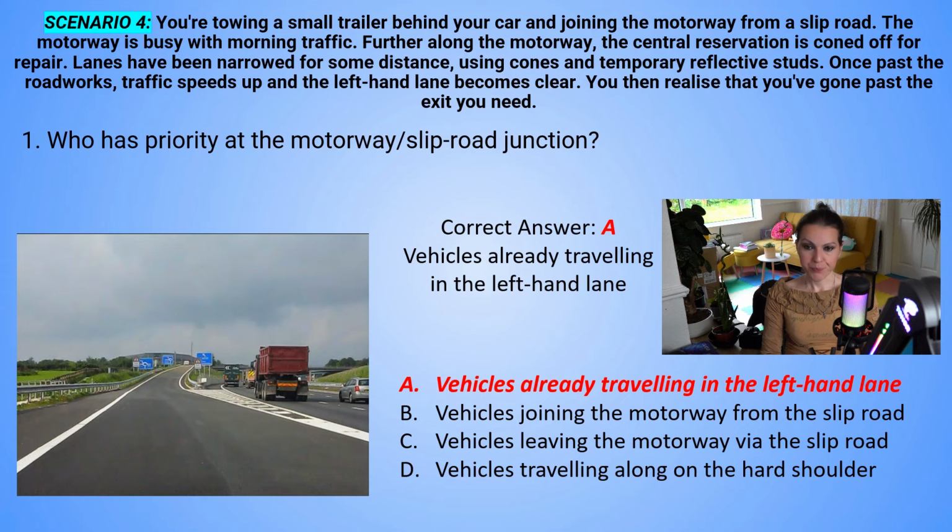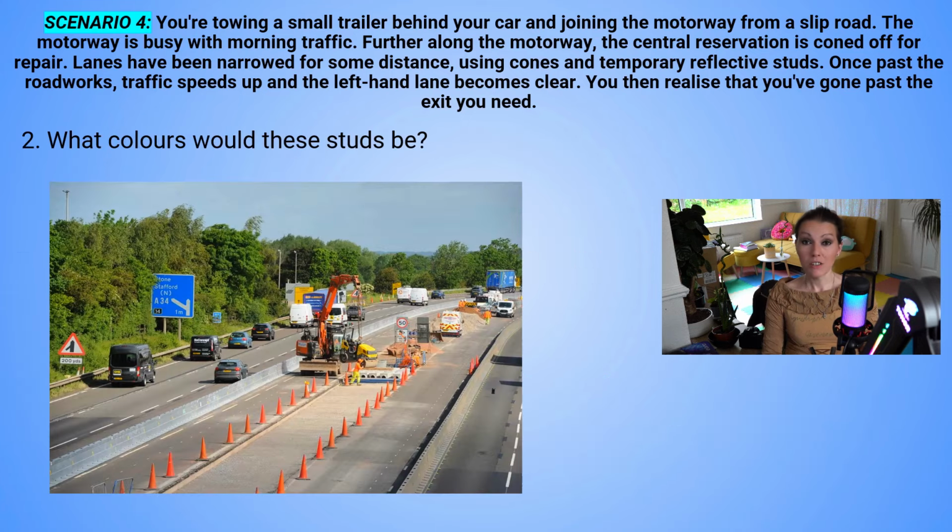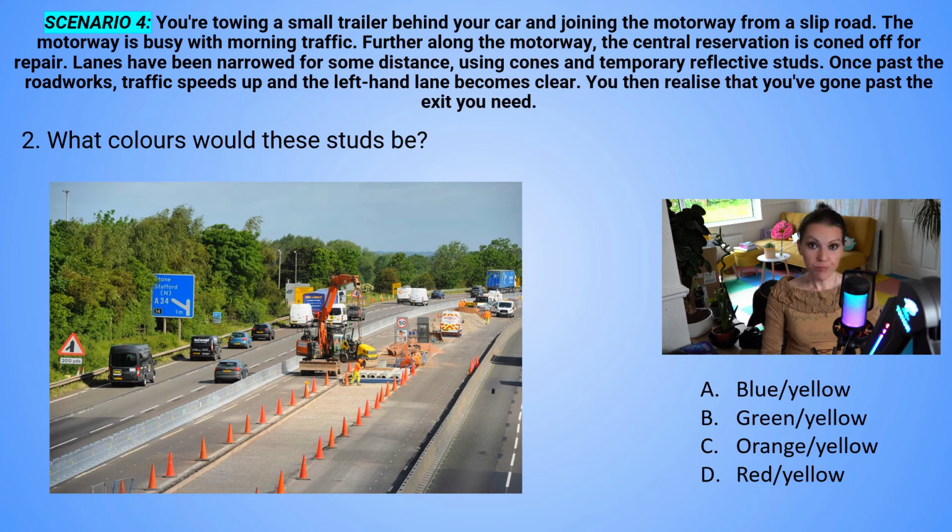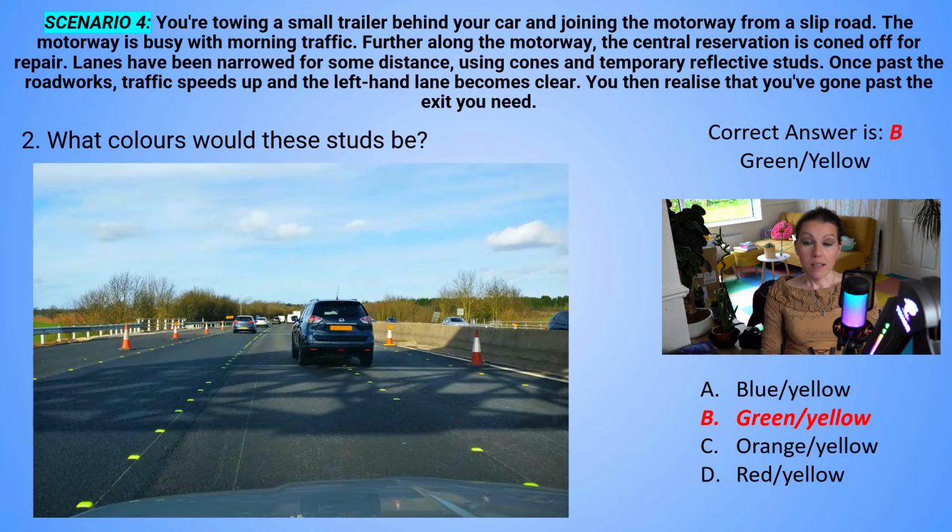Question number 2. What colors would these studs be? So remember that the motorway has traffic works going on with cones and also reflective studs. So what would the color of the studs be? A. Blue or yellow. B. Green or yellow. C. Orange yellow. Or D. Red yellow. And the correct answer is B. Green yellow.